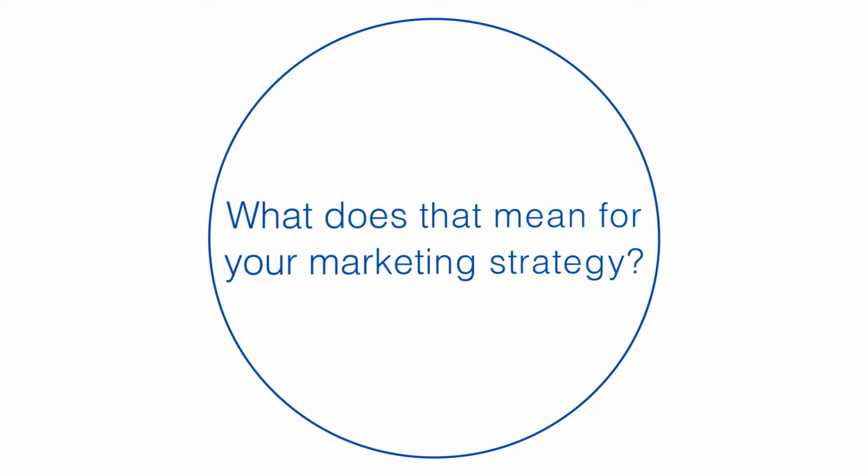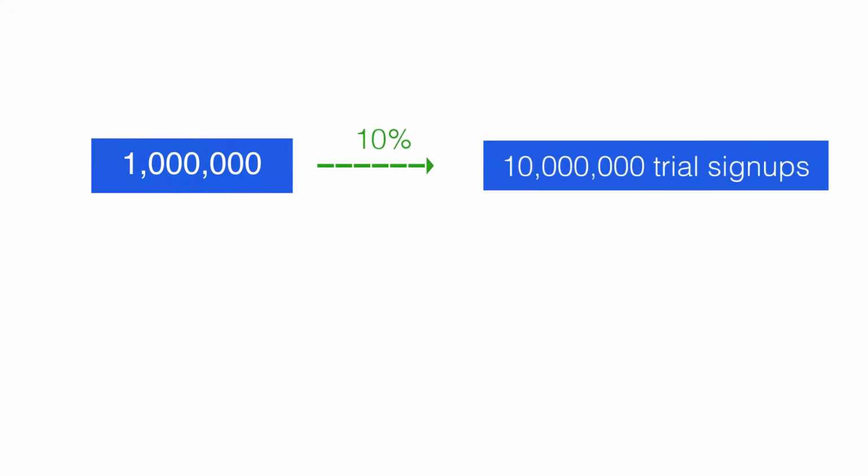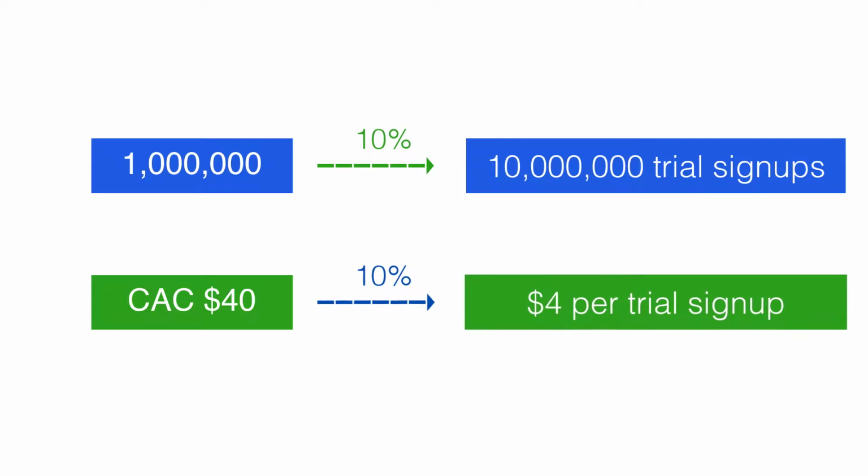What does that mean for your marketing strategy? And how can you acquire 1 million mice with a 10% trial to paid conversion? With a 10% trial to paid conversion rate, you need at least 10 million trial signups. So if your customer acquisition cost is $40 per customer, you can spend $4 per trial signup on marketing. $4 per trial signup is not a lot of money to acquire a customer.